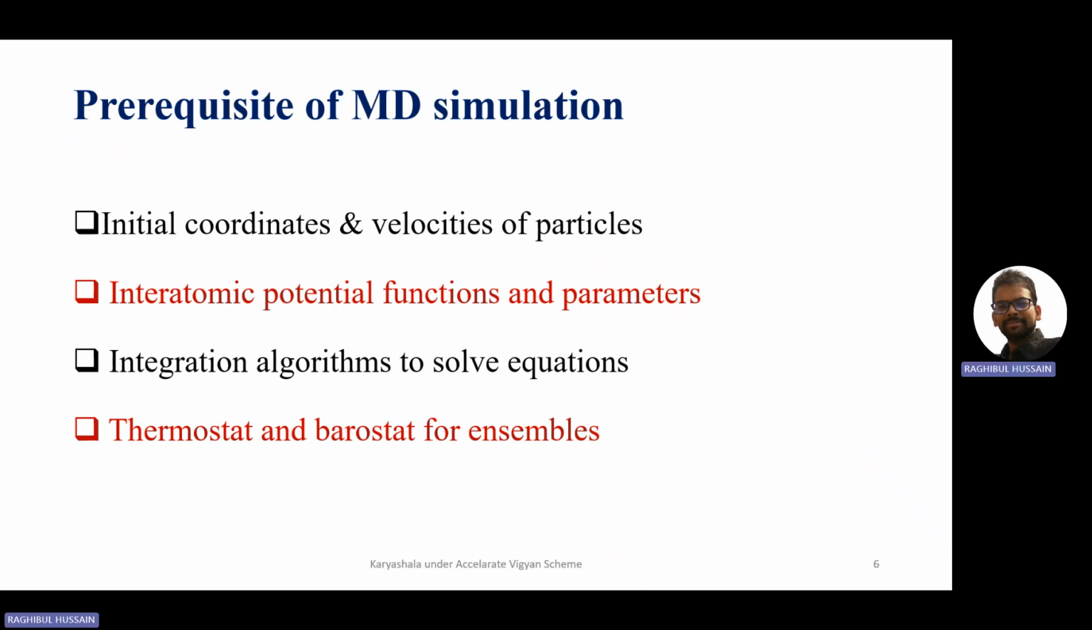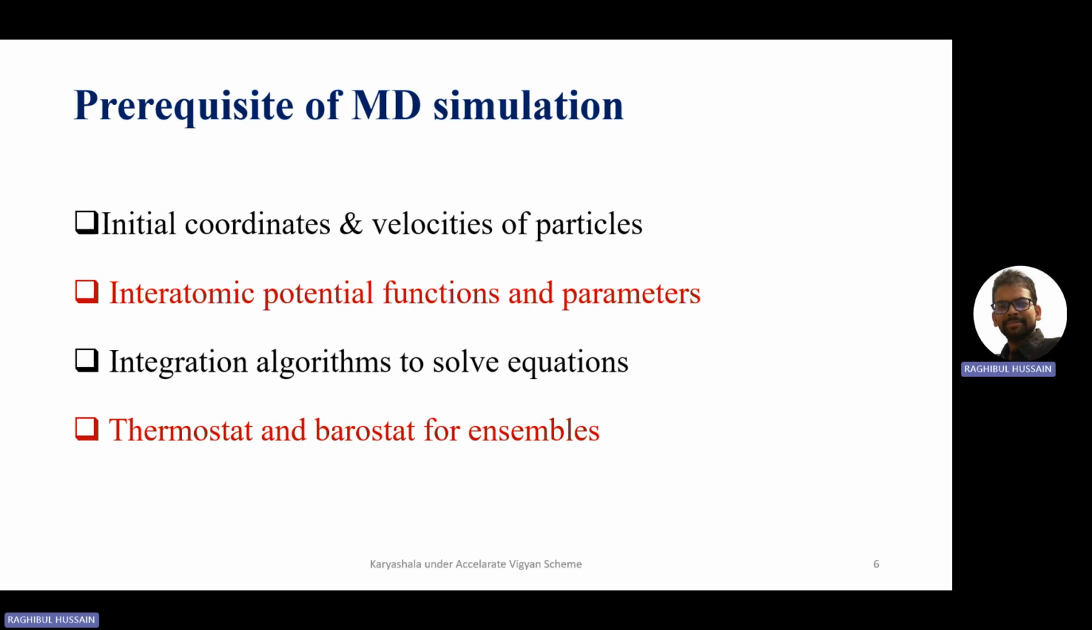So the first thing is the initial coordinates and velocities of the particles. If you open good MD books, like Frenkel, Smith, etc., you will see the line by line Fortran codes written. But nowadays software is available, and we generally create with it, but it is good to have an idea of those Fortran codes.